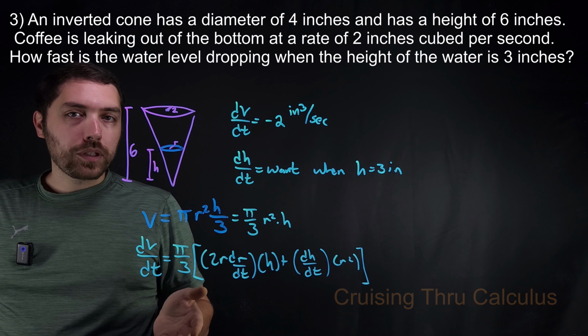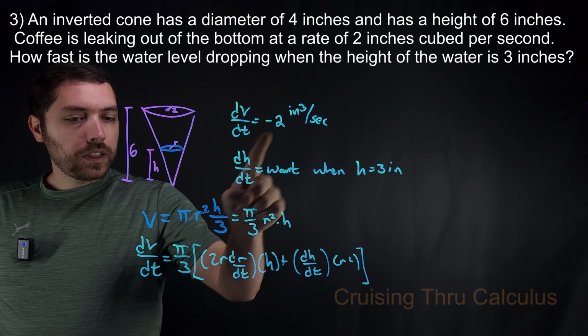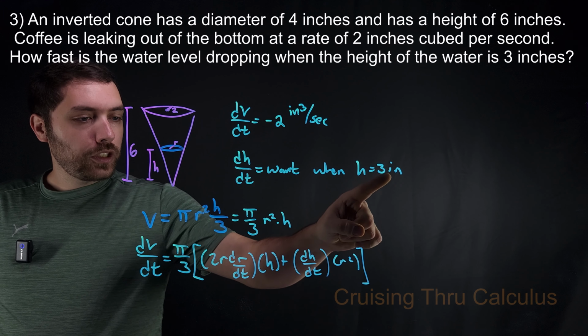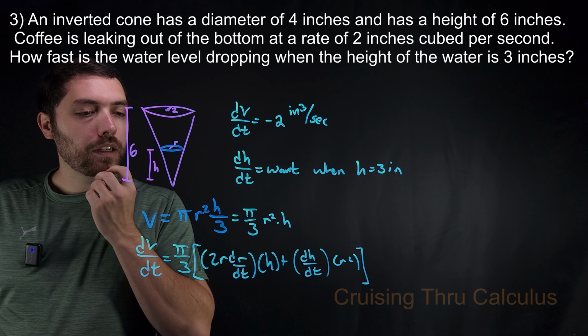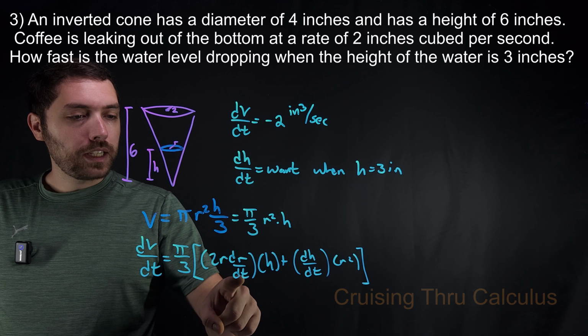And there we go, we found the derivative. All right, it's time to start plugging things in. dV/dt is -2, that'll go here. dh/dt is what we want. h is equal to 3, but wait a second. I don't know what r is, and I don't know what dr/dt is.